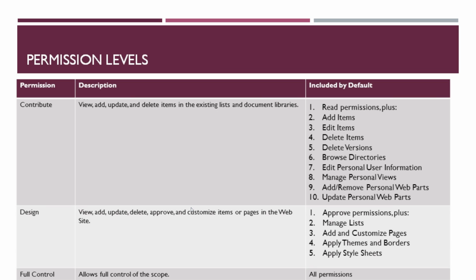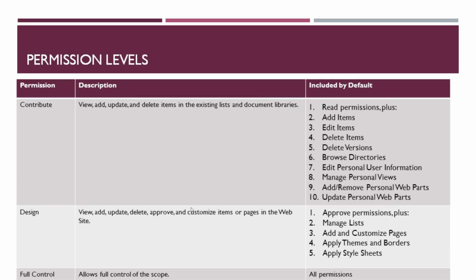So you'll see on the right-hand side of the screen what's included by default in each of these permission levels. Contribute means that you can change things in existing lists and document libraries. And design means you can actually change the website as well. So let me go to the next page where I have a little bit more description on all of this.